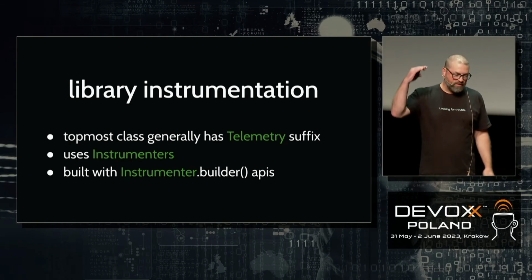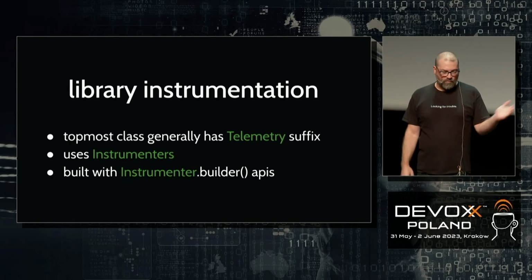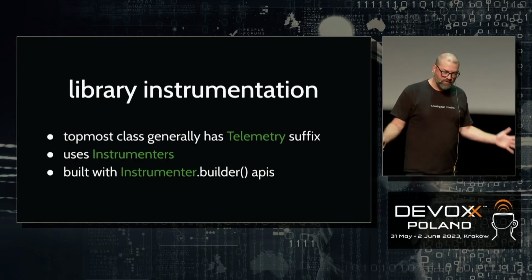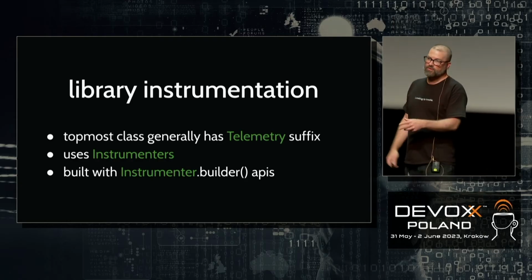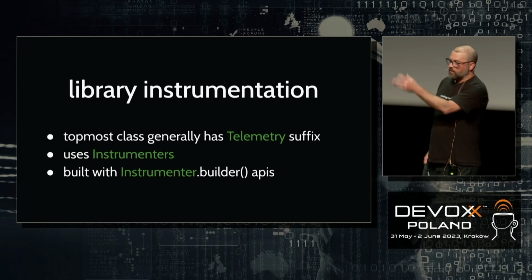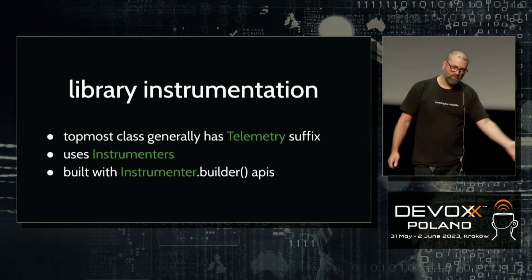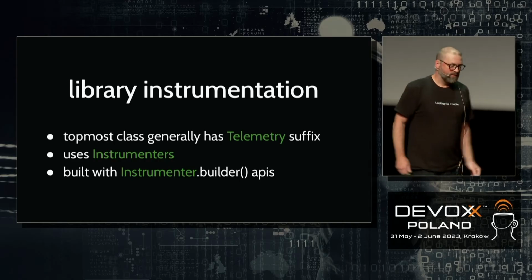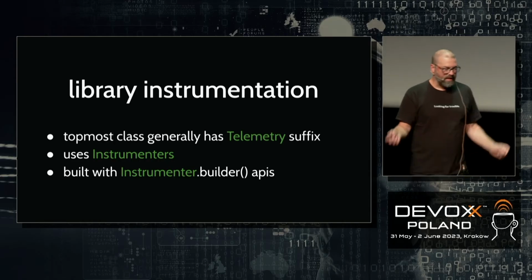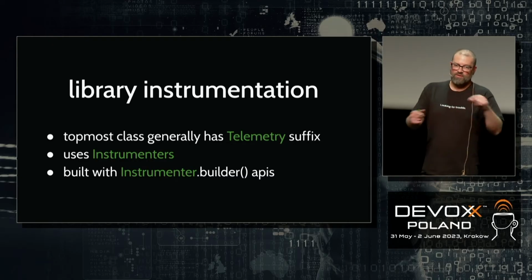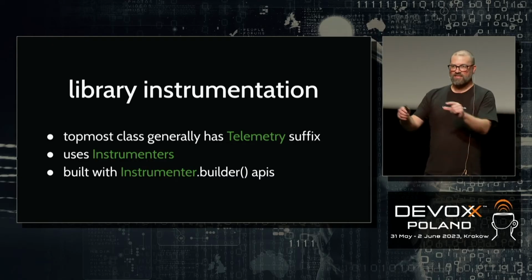Typically, the topmost entry point for library instrumentation ends with a telemetry suffix. So if you're instrumenting foo.lib, your library instrumentation would have FooTelemetry. Those will use instrumenters and this instrumenter builder to create an instrumenter. So that is a thing that does instrumentation.